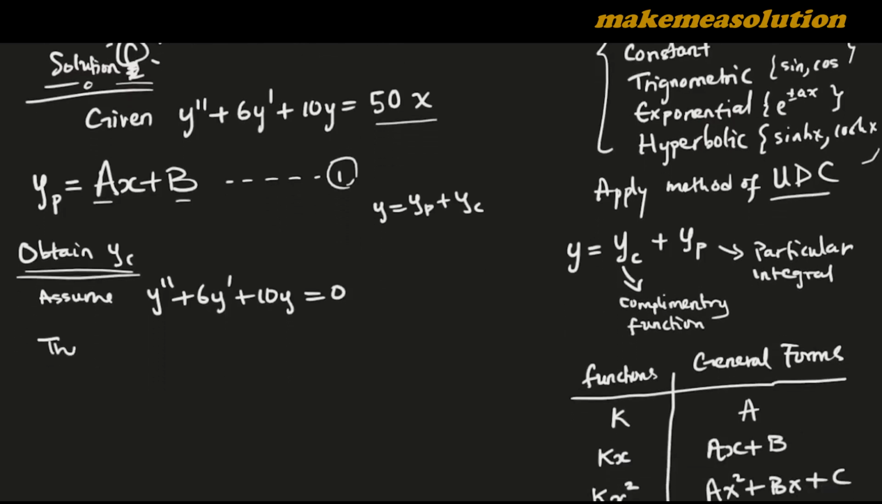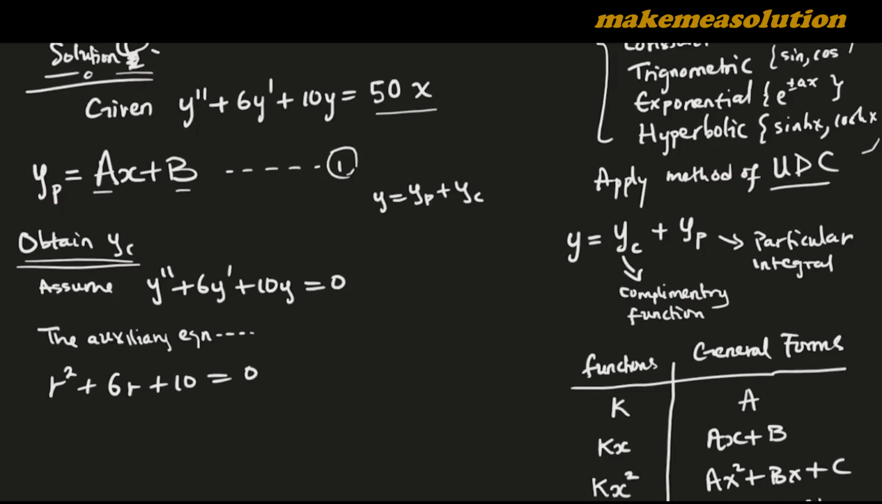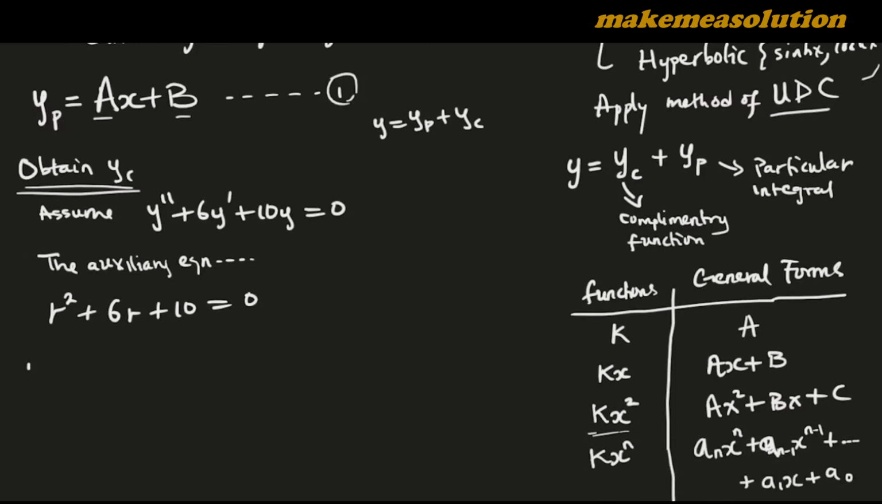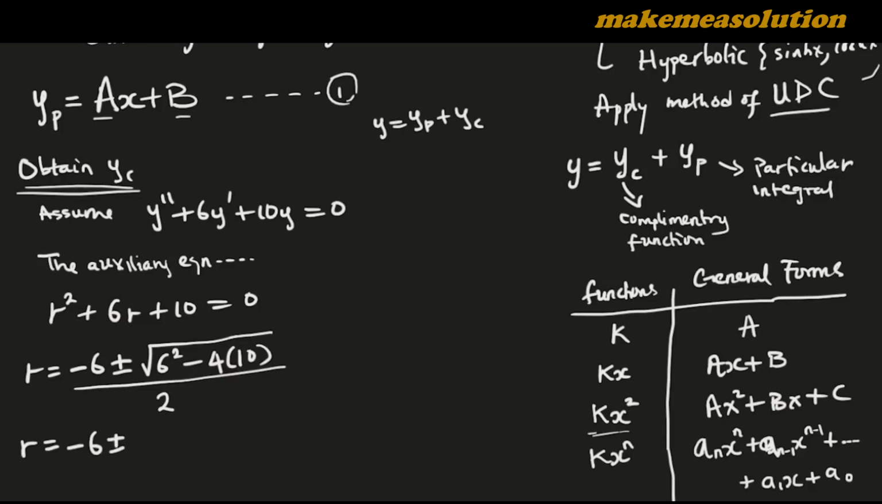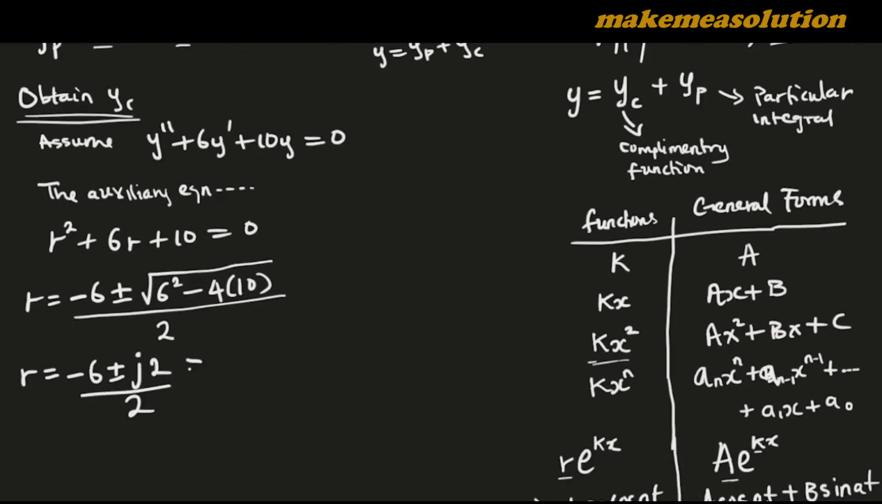So the characteristic equation or the auxiliary equation, let me use a variable r, is r squared plus 6r plus 10 equal to 0. If I solve this quadratic equation using the quadratic formula, I get r is equal to minus 6 plus or minus the square root of 6 squared minus 4ac, which is 4 times 1 times 10, all over 2a, which is 2 times 1. So my r is going to be minus 6 plus or minus, if you evaluate this, j2, over 2. And if you evaluate this, you get negative 3 plus or minus j.